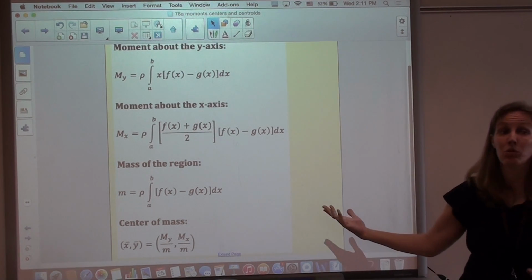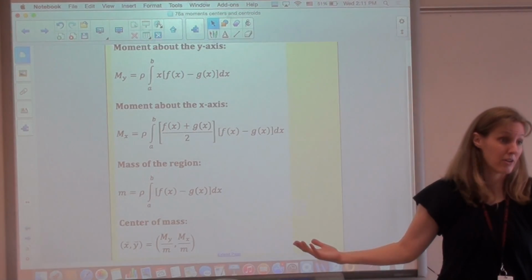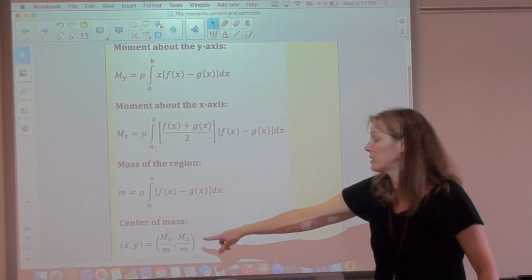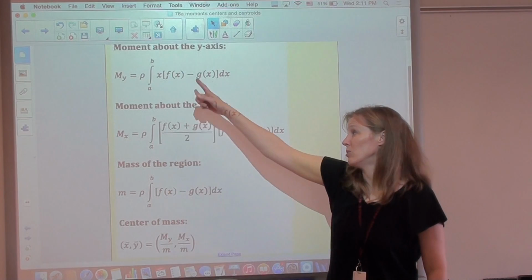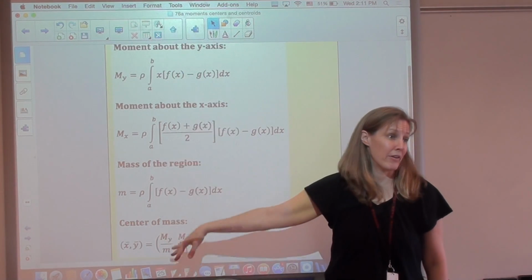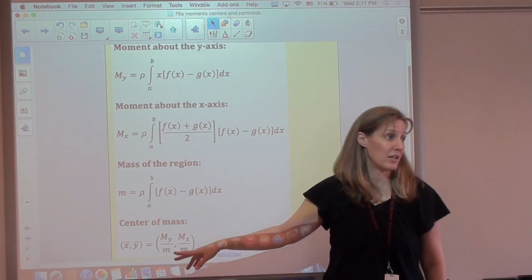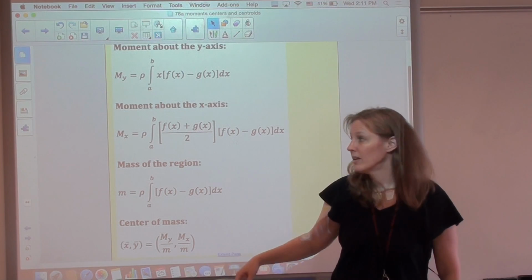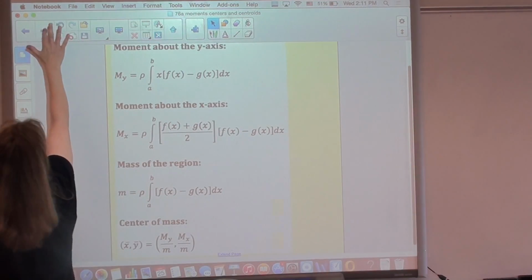There are some problems where you're not even given the density, and it doesn't matter. If you're just asked what the center of mass is, you don't even have to use the density. You just leave it out. Do the integrals without the density, and you'll be fine.